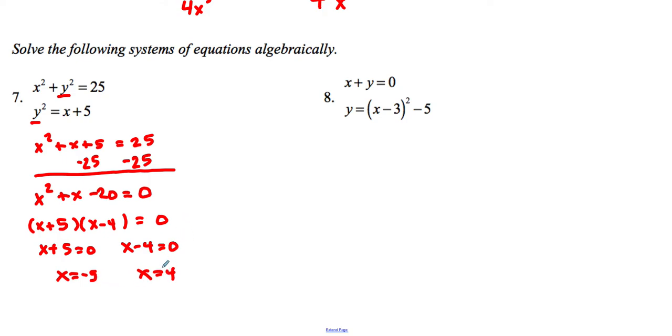Now remember, this is a system of equations. So we're going to take these values here, and we need to know the rest of the points. So we're going to take -5 and plug it in for x here in either one of the equations. It's up to you which one you do. I'm going to plug it into the top one.